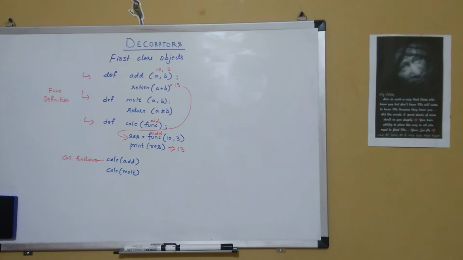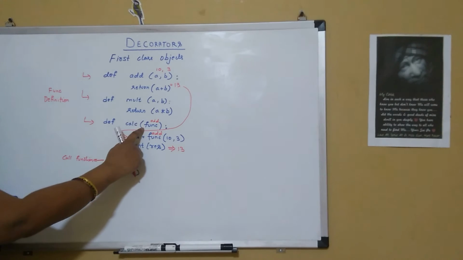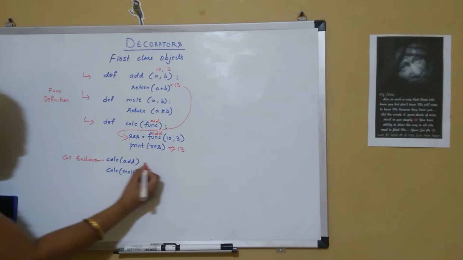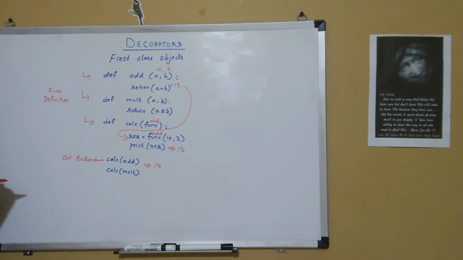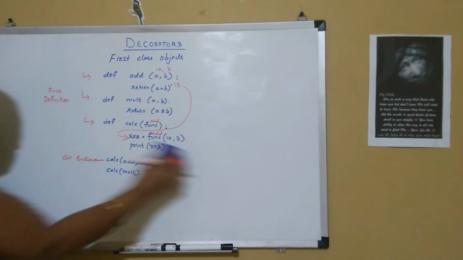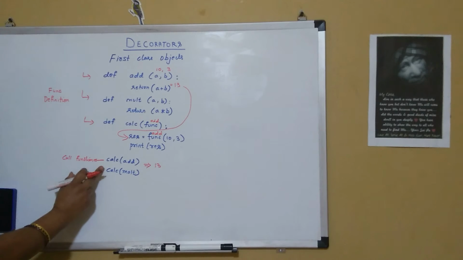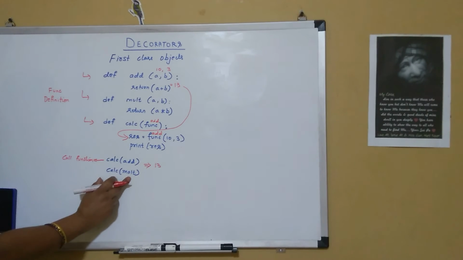So friends, basically here what we have to remember is we are passing a function as an argument to another function. So when we called this, we got the output 13 on the console. And now let me call another function, that is mult. So a function calling a function, passing another function as an argument.